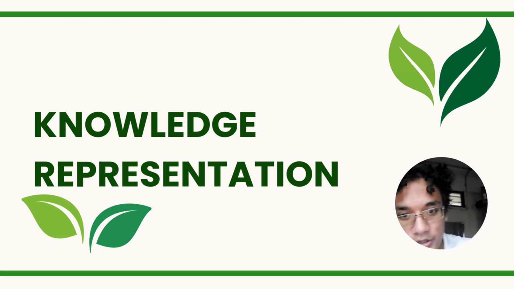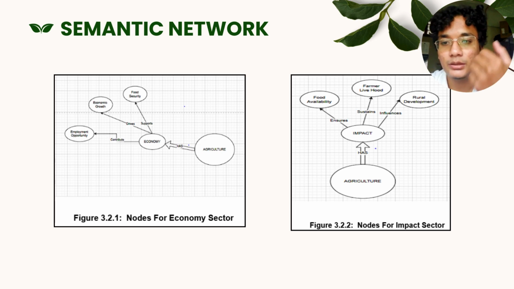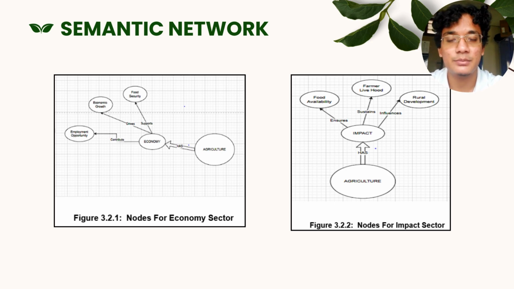And now, the knowledge representation. Okay, in our fuzzy logic irrigation system, a semantic network can represent the relationship between the input parameters and valve opening decisions. This is the semantic network for agriculture and the impact it has on the economy, which can lead to employment opportunities, economic growth, and food security. The nodes on the impact sector can affect food availability, farmer livelihood, and rural development.